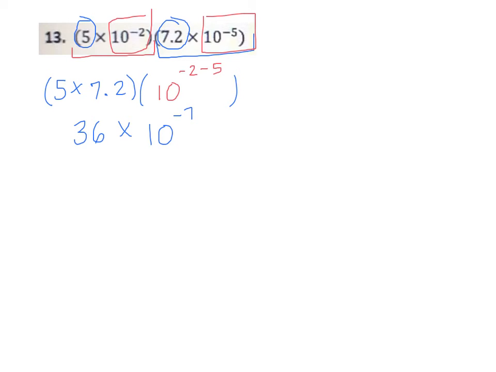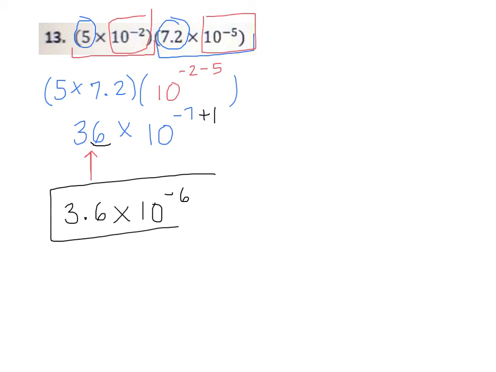I'm not done yet though, because this number right here needs to be greater than 1 but less than 10. So I have to take the decimal point that currently is right here at the end, and move it so it's between the 3 and the 6, because 3.6 is greater than 1 but less than 10. Since I made 36 smaller by making it 3.6, I need to make this 10 to the -7th power bigger by adding 1. If I make one side smaller, I got to make the other piece bigger. So to make it bigger, you add to it. -7 plus 1 is going to give you a -6. This is what you should have for your final answer for that one.